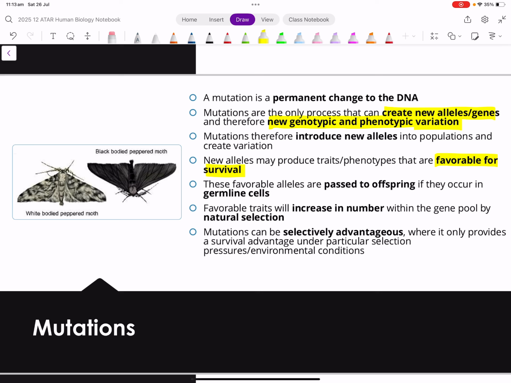So if a favourable allele is passed on to offspring, this will only take place in germline cells, okay? So it won't occur in somatic cells, and gradually, if it's passed on to offspring, and in this case the white-bodied peppered moth is eaten before it's able to reproduce, the other members of the species will increase in number due to that process known as natural selection, which we'll dive into a little bit later on. So some mutations can be selectively advantageous, okay? And this is where they only provide particular advantage under very limited circumstances or conditions.